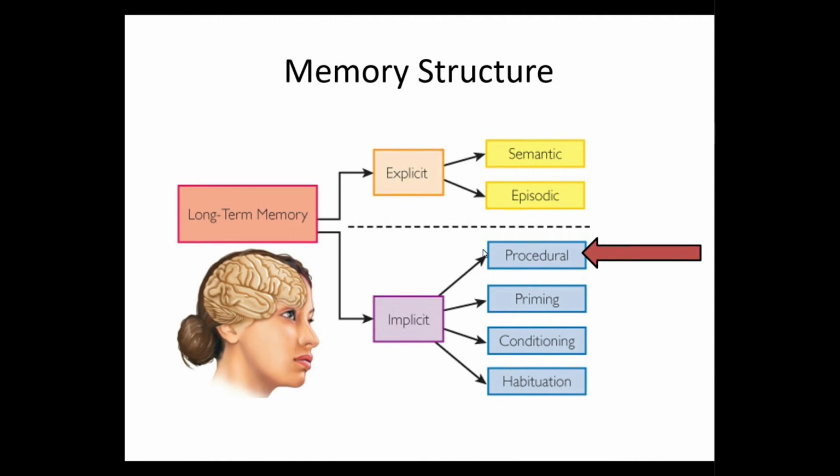Examples for these different subtypes of implicit memory include, for procedural, tying your shoelaces. For priming, being startled by a shadow after watching a scary movie. For conditioning, feeling nauseous when you smell sushi because some made you sick last month. And habituation, you might cease to smell something after being exposed to it for a few minutes.